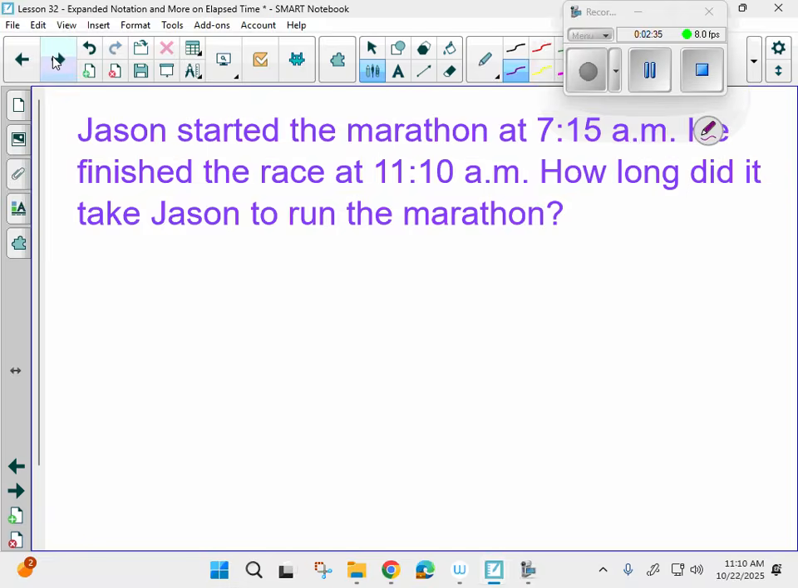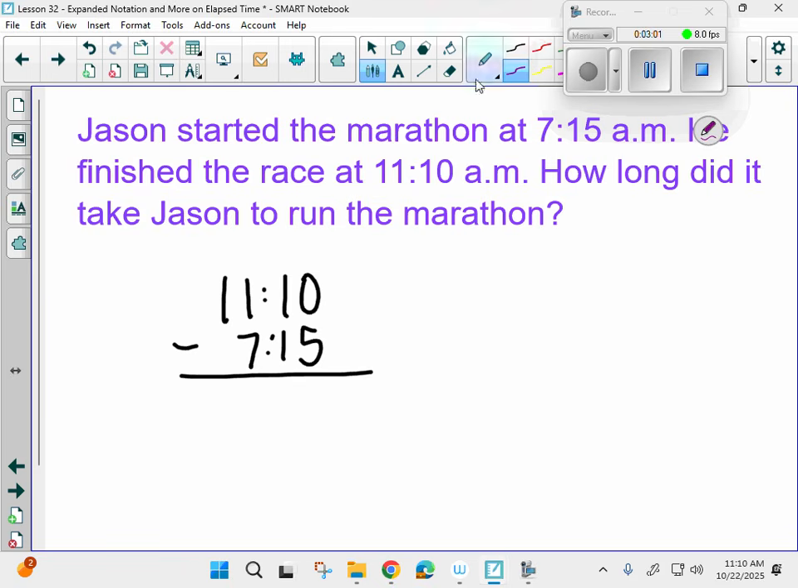All right, Jason started the marathon at 7:15 a.m. He finished the race at 11:10 a.m. How long did it take Jason to run the marathon? So we are going to do 11:10 minus 7:15. All right, he finishes at 11:10, and we're going to subtract 7:15.